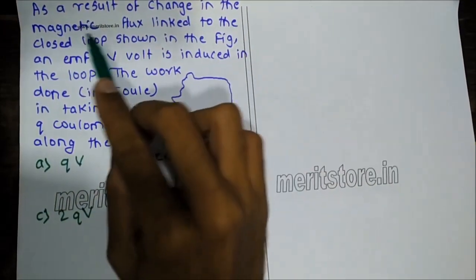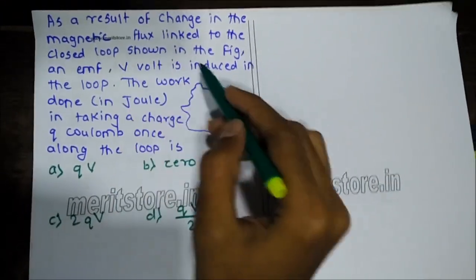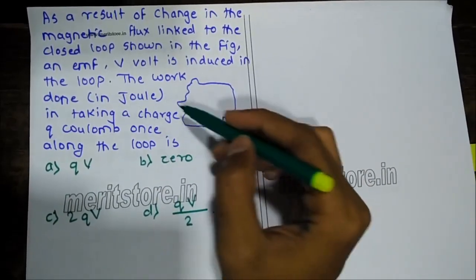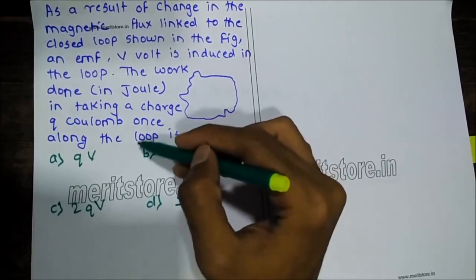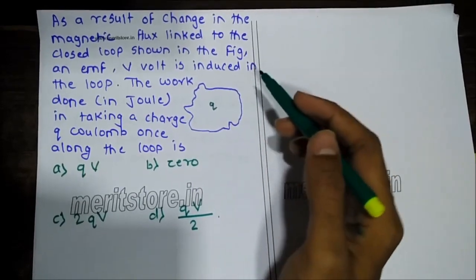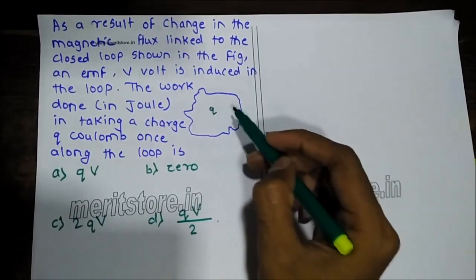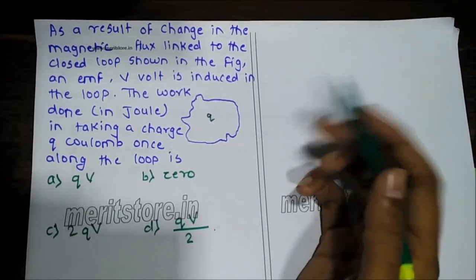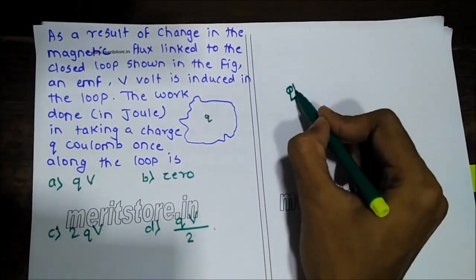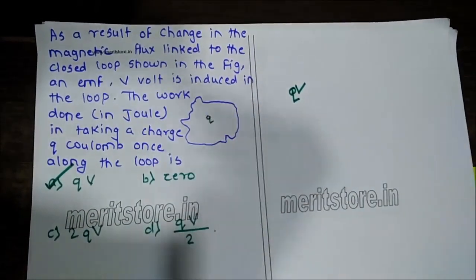As a result of the change in the magnetic flux linked with the closed loop shown in the figure, an EMF of V volt is induced in the loop, and the work done in joules in taking a charge Q coulomb once along the loop is? So we have to take a charge Q once along the loop in this induced EMF. Whatever work is done will be nothing but the amount of charge we are taking along the loop multiplied by the voltage which is being induced. So that will be Q, the charge, multiplied by the voltage induced V. So the amount of work done will be Q into V, so that is the correct option.